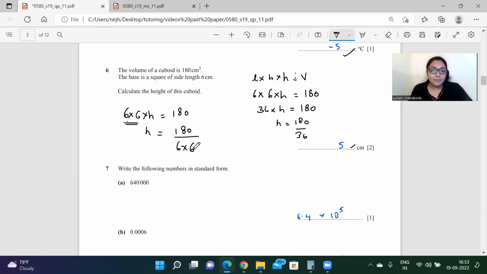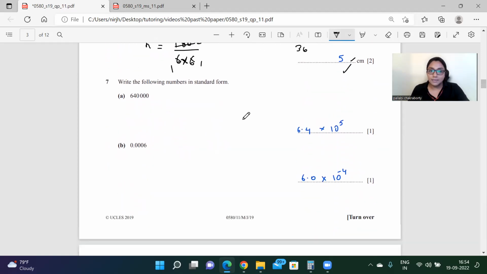So now you individually divide them. Since there is a multiplication, you can do that. So 6 divided by 6 gives you 1. 180 divided by 6 gives you 30. Again, 6 divided by 6 gives you 1, and 30 divided by 6 gives you 5. That's the other way in which you can reach the answer 5. Both methods are correct.